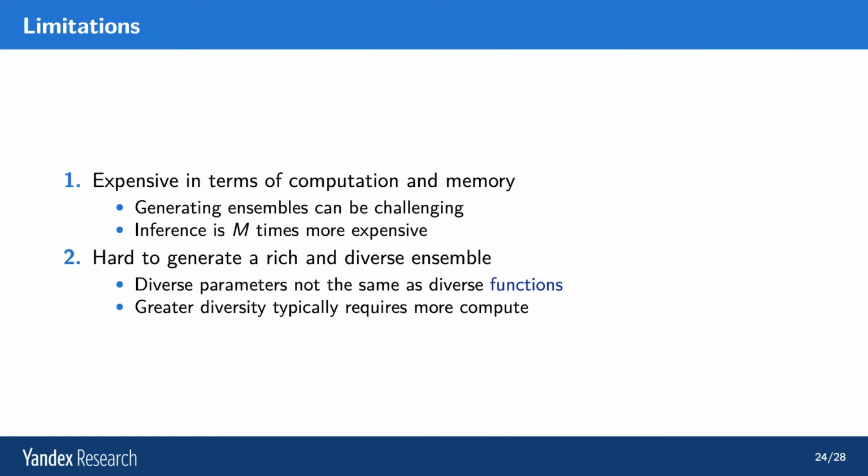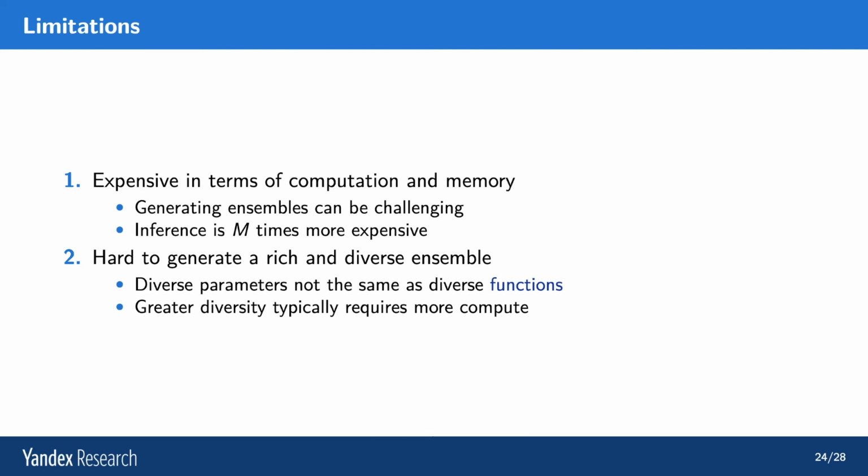Firstly, this is very expensive in terms of computation and memory. Generating an ensemble can be challenging because you need to store multiple models and you need to train multiple models in some way. And sometimes there's ways of making an ensemble in a cheaper way, but nevertheless, regardless of how you make the ensemble, inference or prediction is always m times more expensive because you have to run inference over m different models in your ensemble. This is a significant limitation to the approaches we discuss here. And in one of the later videos, Bruno Mlodzinich will tell you about how we can make this faster and cheaper and overcome one of these limitations.